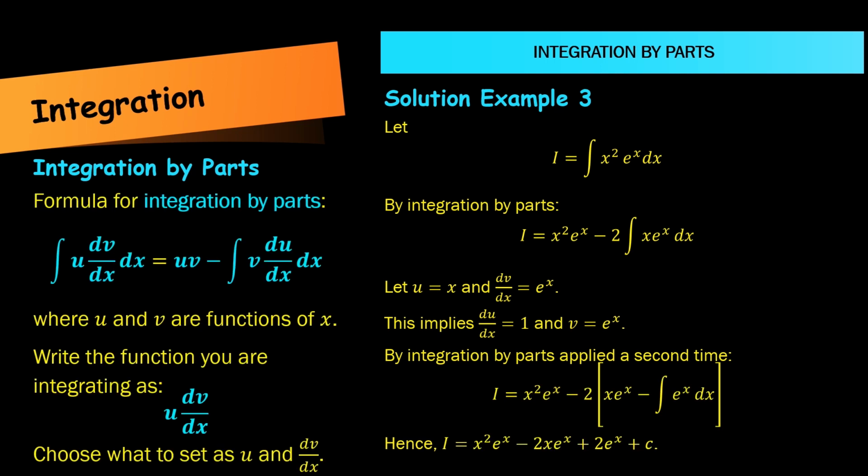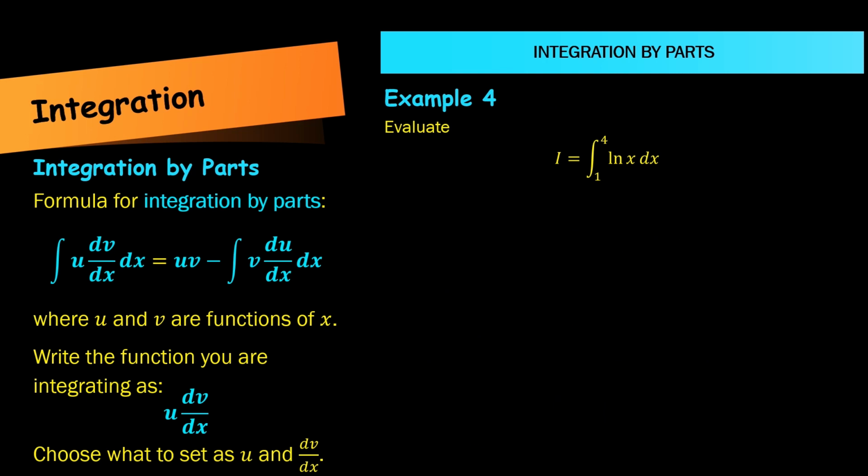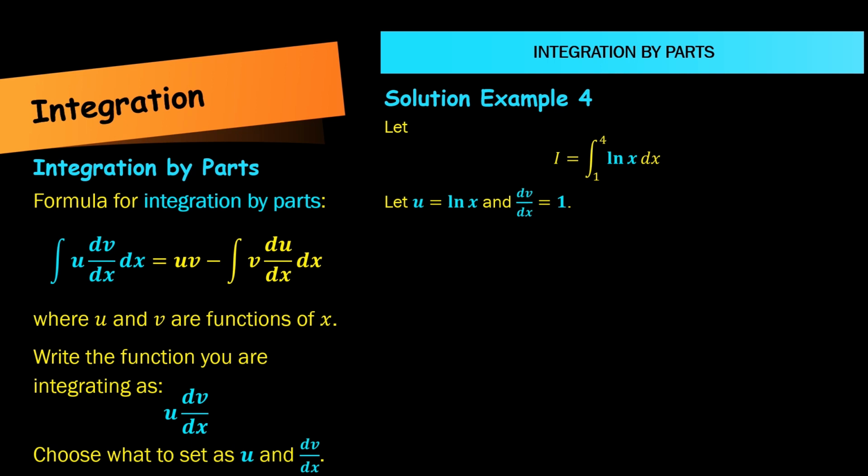Now let's take a look at another example. Pause the video and have a go. Press play when you're ready to view the solution. So in this example, we're required to evaluate I equals integral ln x dx between the limits 4 and 1. We're going to let u equal ln x and dv dx equal 1. This implies du dx equals 1 over x and v equals x.